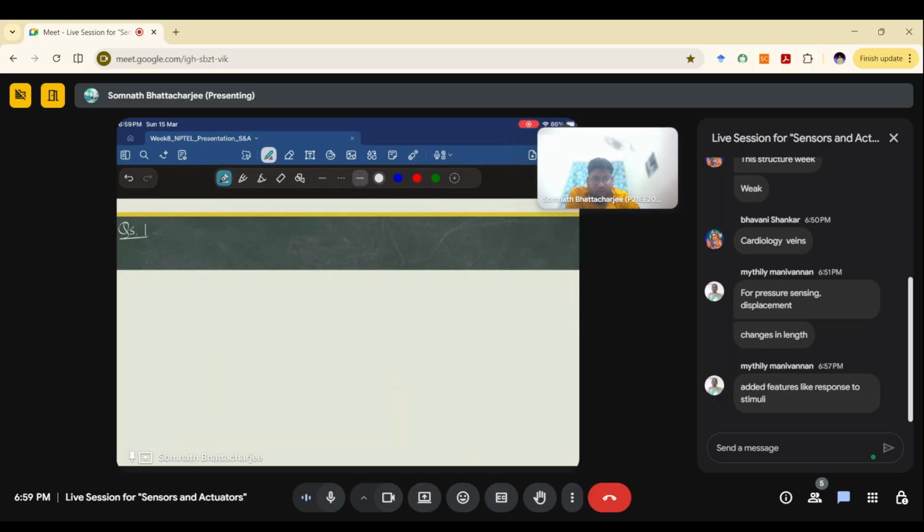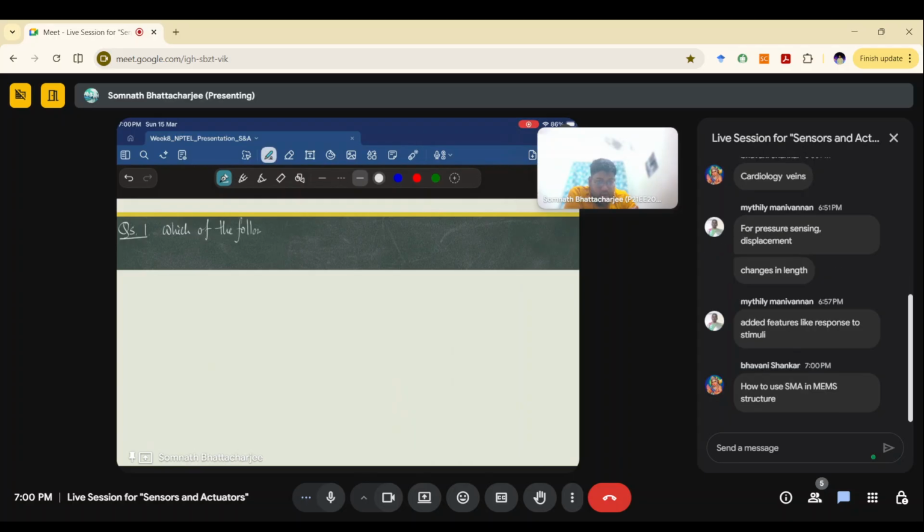I am writing down the first question. You can ask me right now if you need to ask any question. So, which of the following: how to use SMA in a MEMS structure?